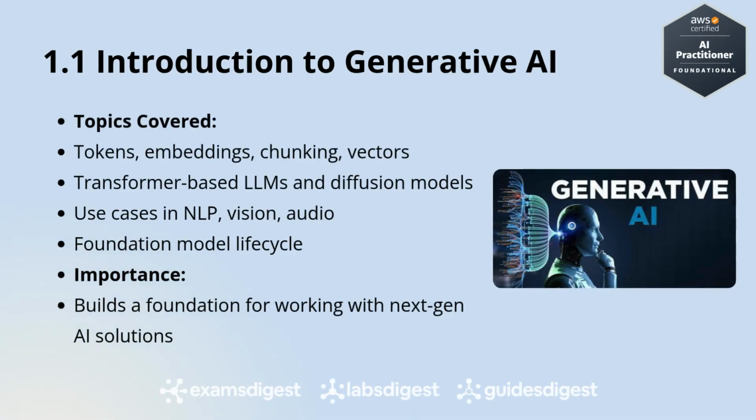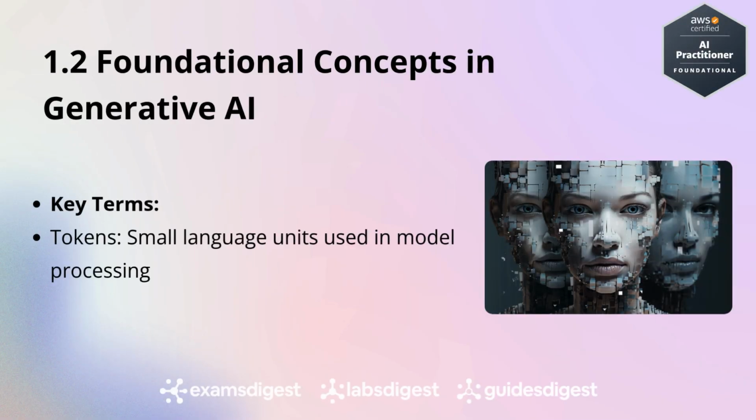In this lesson, we'll step into one of the most exciting and transformative areas in artificial intelligence today, generative AI. Let's begin with the foundational concepts of generative AI. At the heart of generative AI are tokens. These are small units of language, often words or parts of words, that models use to understand and generate text. When you input a prompt like, "write a story about a robot," the model breaks it into tokens to process and predict what should come next.